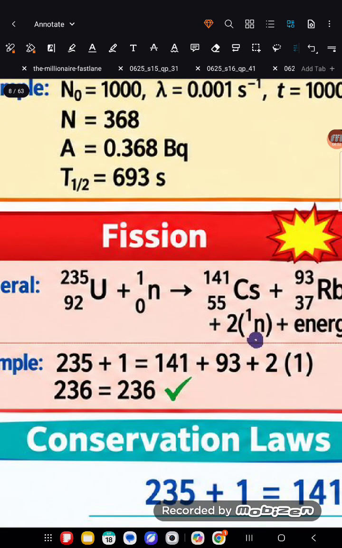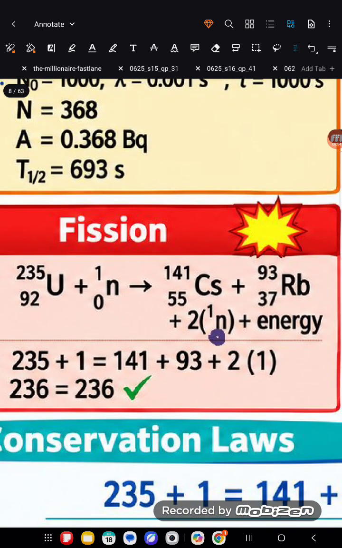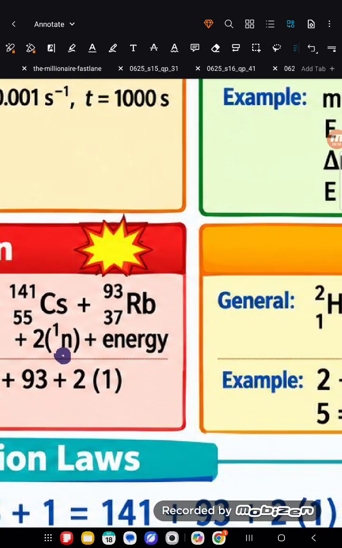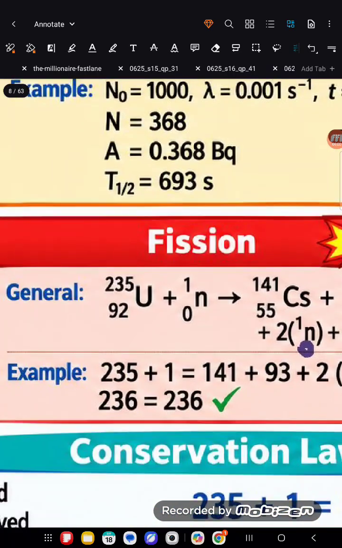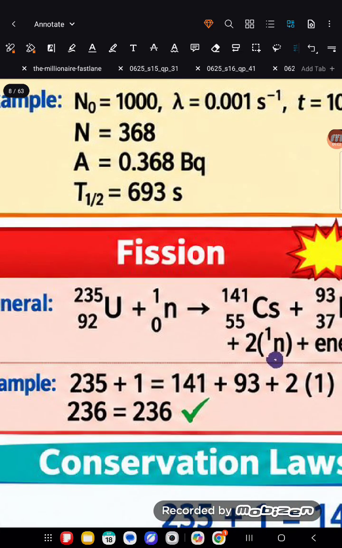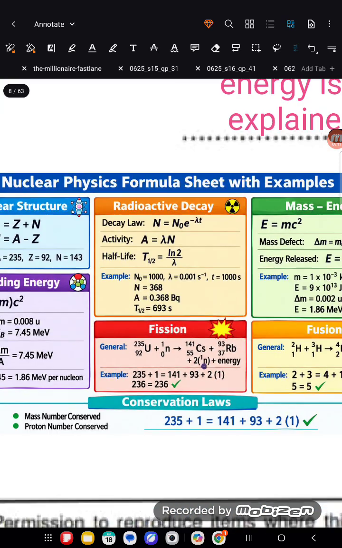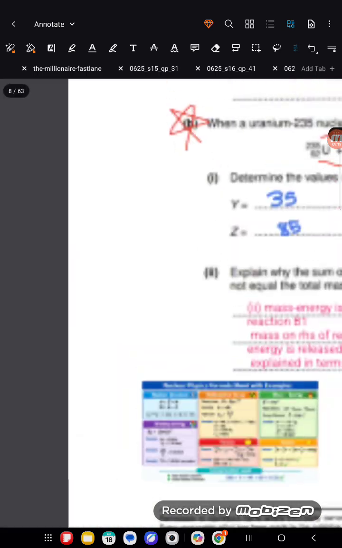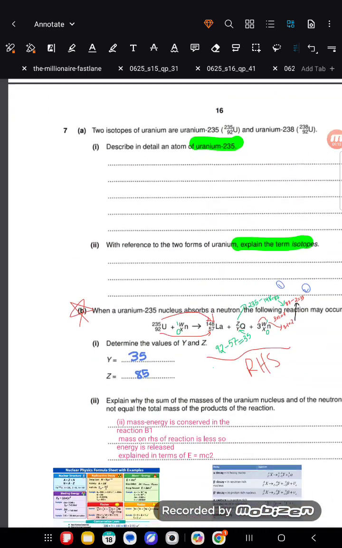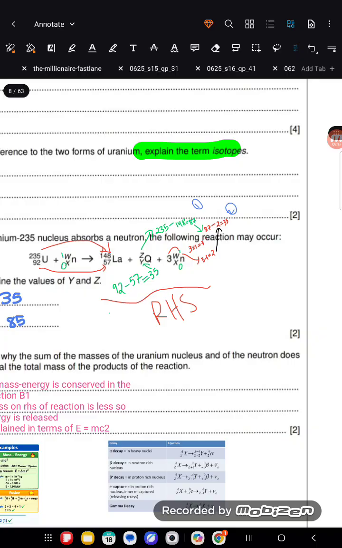Here you cannot change this 1 and 0. You cannot change this 1 and 0 here. You cannot change this, so you have to memorize it in this way. So this one is 1 and 0, and this one is 1 and 0. Remember this thing. So in this question, they have given you one.